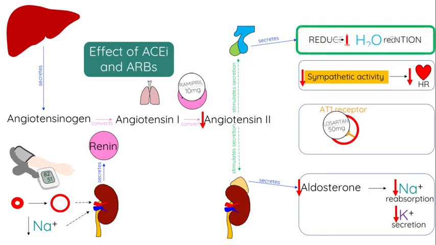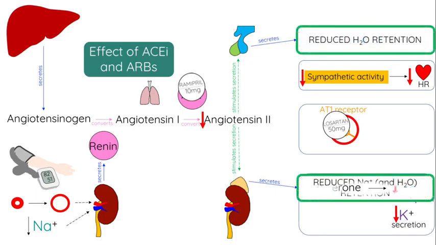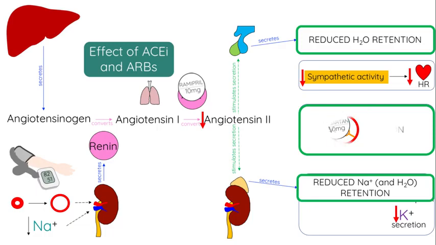ACE inhibitors reduce the volume of blood by inhibiting sodium and water retention and by causing vasodilatation. This has the overall effect of reducing blood pressure. This is ideal for treating hypertension.